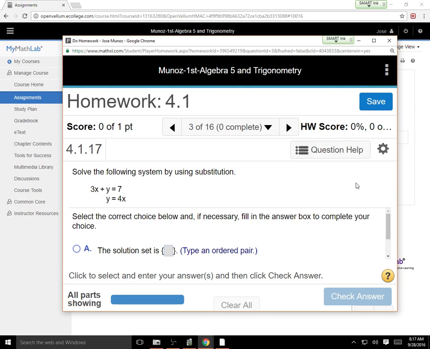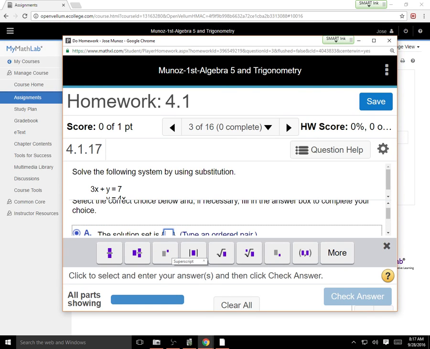So if you plug that in there, it's going to be 3x plus 4x, which makes 7x. So if 7 times x gives you 7, then x was equal to 1. And then you take that, plug it in there, and y is 4. So you just plug in your ordered pair. Do you want to see the math, or did you get what I did?